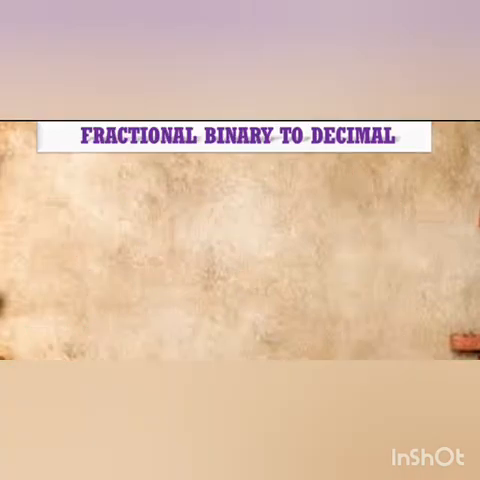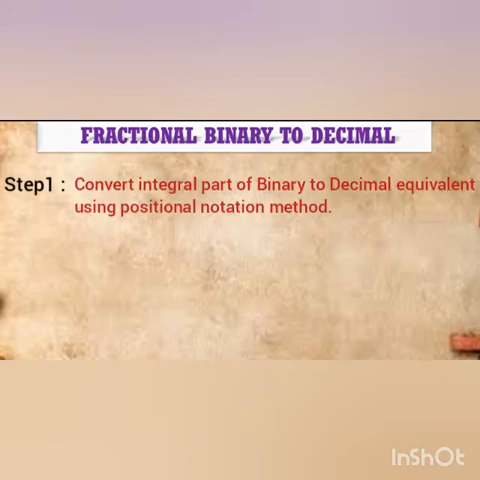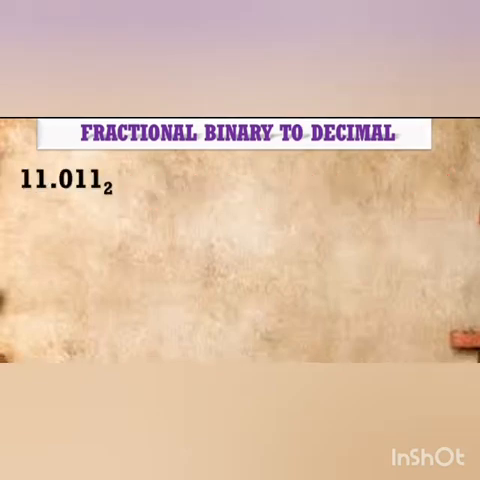Now let us see the conversion of fractional binary to its decimal equivalent. Already we have seen fractional decimal to binary, but this is fractional binary to decimal equivalent. Okay, so we have to follow some steps. The first step is to convert the integral part of the binary to its decimal equivalent using the positional notation method. Simultaneously, let us see the example problem. Convert the given binary number, that is 11.011 base 2, into its decimal equivalent. Here we have two parts.